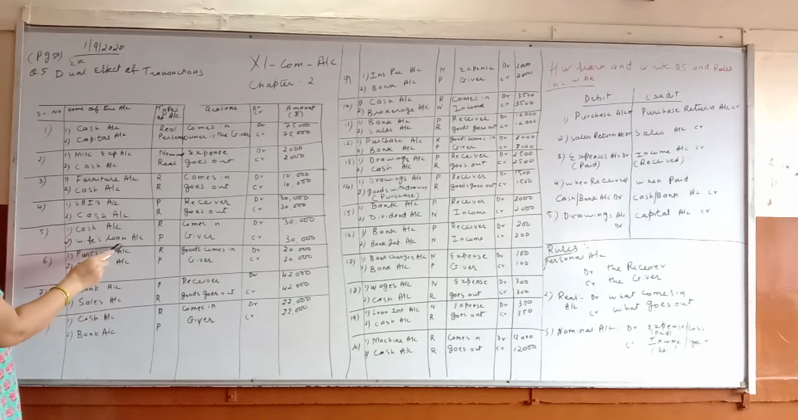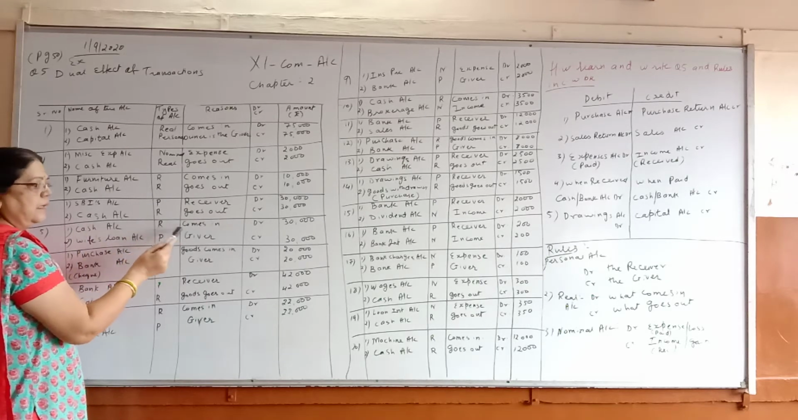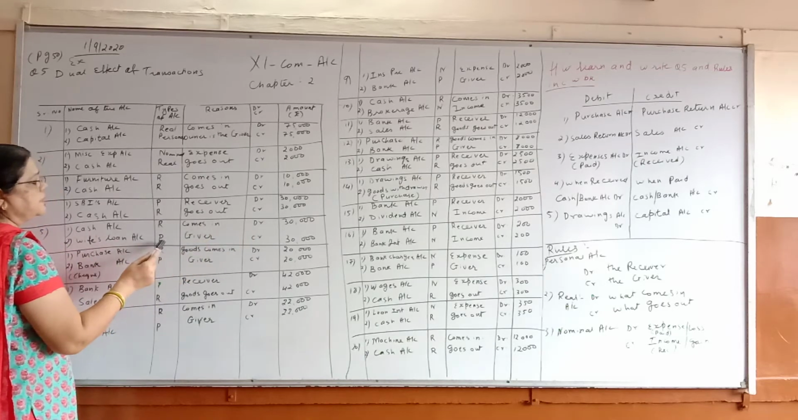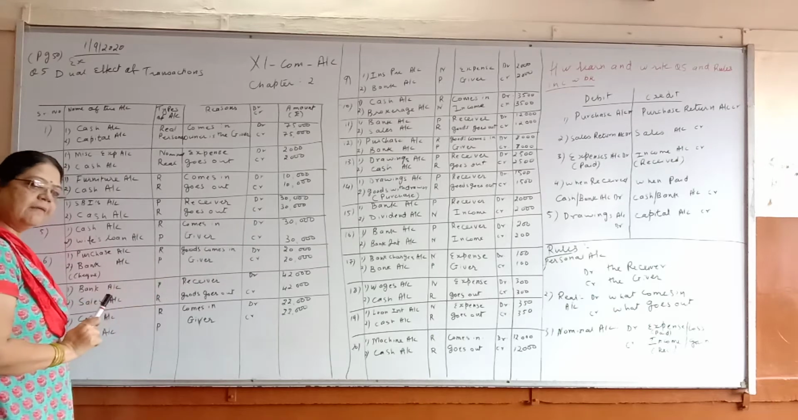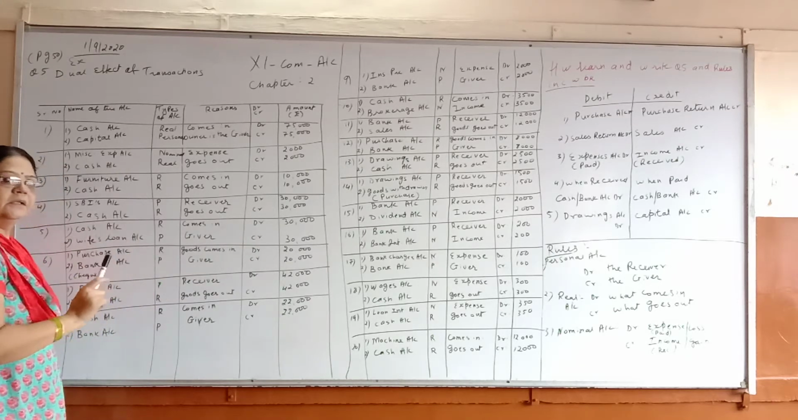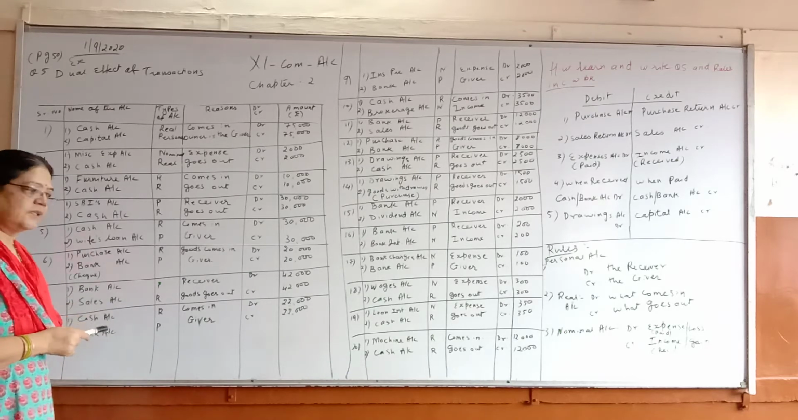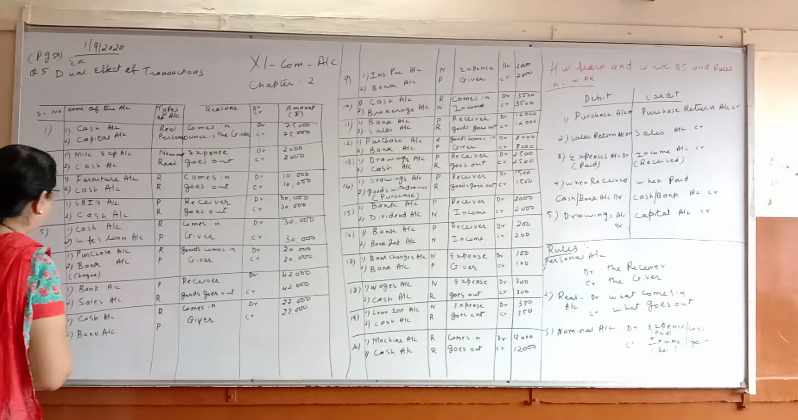And wife's loan account. Wife's loan account is personal account. And why personal account? Because wife is a person. So cash account is real, comes in, debit. Wife's loan, personal, giver, credit. Wife is the giver. It is personal. So apply the rule, debit the receiver, credit the giver. So she is the giver. So it will be credit. Next one.